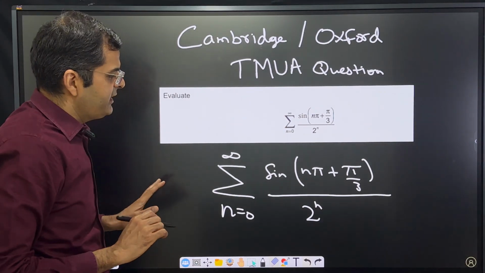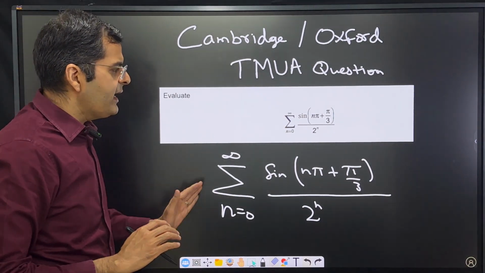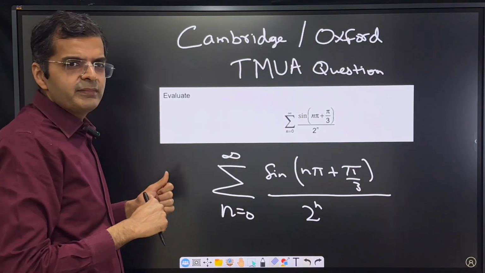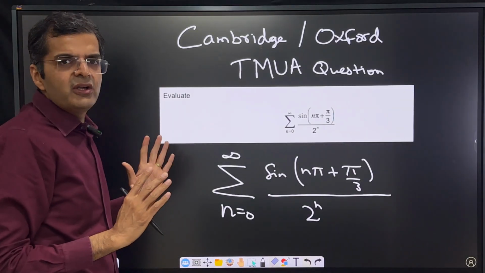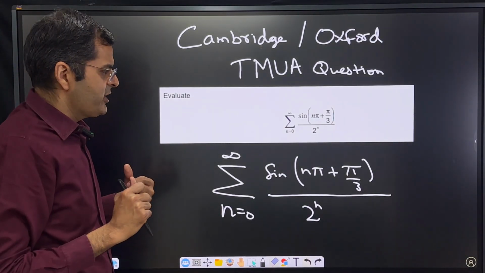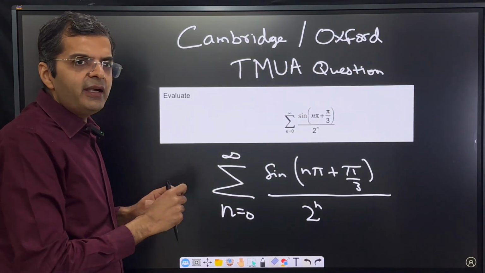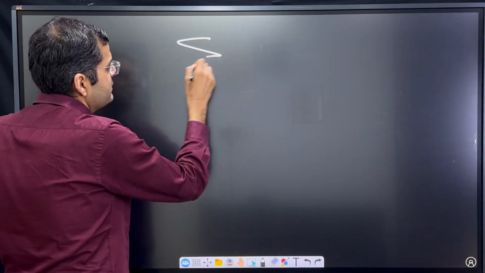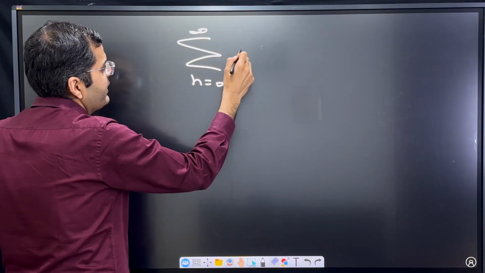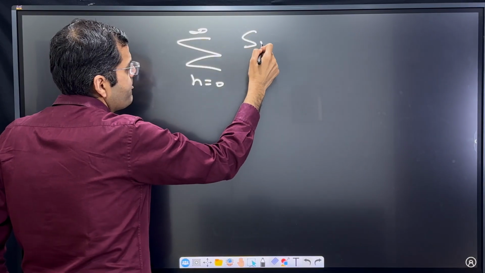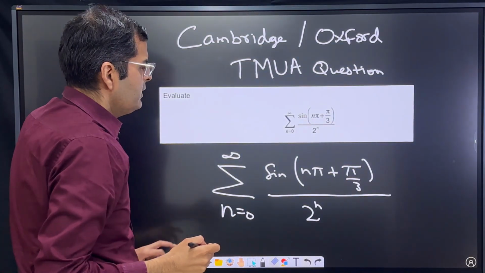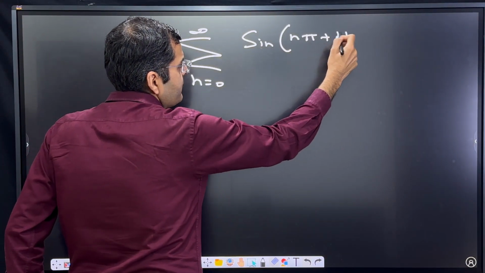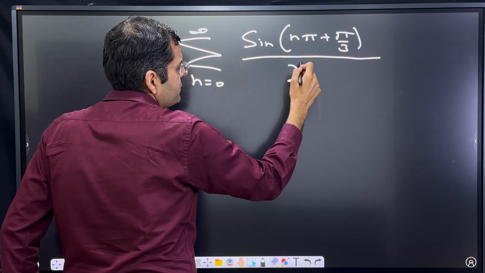As soon as I see this, I see that an infinite addition is happening. So an infinite GP or something else, like an integration, should come into my head initially. What I will do is expand a few terms and see what is happening here. So this is the summation, n equal to 0 till infinity, of sine of (n pi plus pi by 3) divided by 2 raised to n.